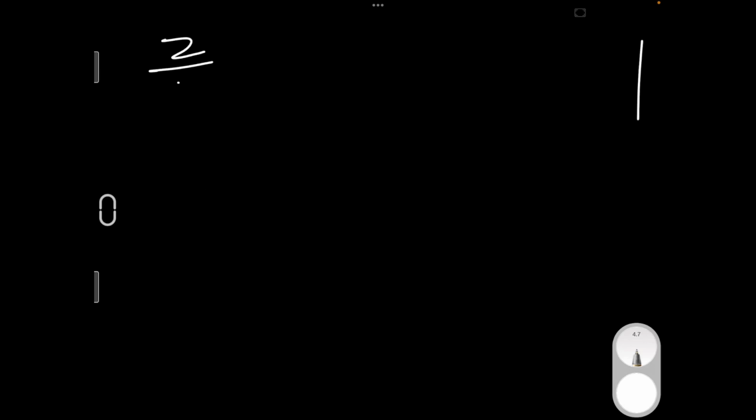2 over 4. So the first way we could easily simplify this is we notice that the numerator, the top part, and the denominator, the bottom part, are both even numbers. So if we divide both parts by 2, so we divide the numerator by 2 and the denominator by 2, we're going to get 1/2. So this is the fraction in the lowest terms, or simplified.